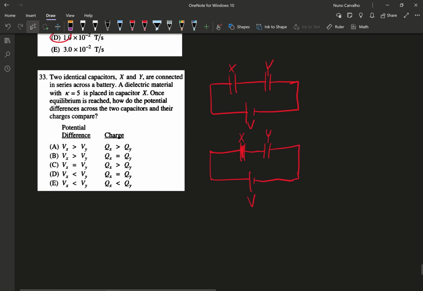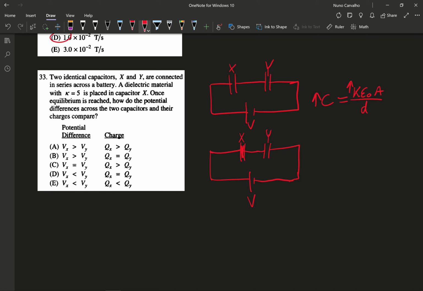Well, first thing to think about, and what you need to understand 100%, is that when a dielectric material is added, what it first changes is the capacitance, okay? And we know this because the formula for capacitance is given by this fraction here, and so this is actually where the k comes in, right there. Normally the k is equal to 1 when we don't have a dielectric, but now if we're increasing it to 5, that means we're also increasing the capacitance.